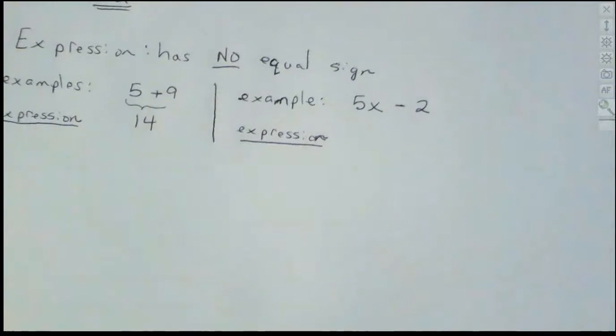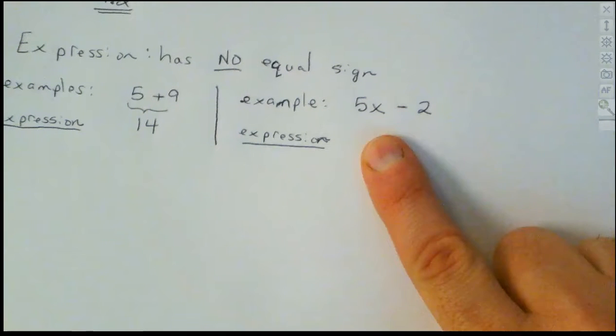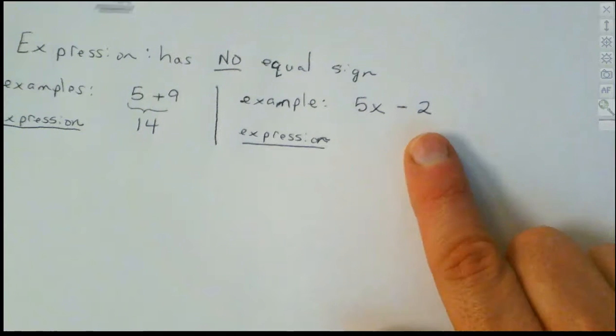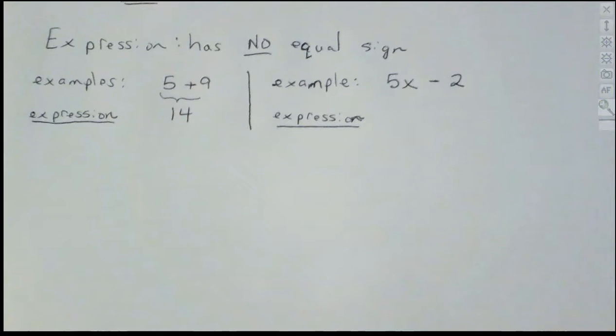We're going to learn more about that later on, but I can't put these together because they're different. So this has an x, this one does not. So they cannot be put together. Now let's do one where we can put them together.